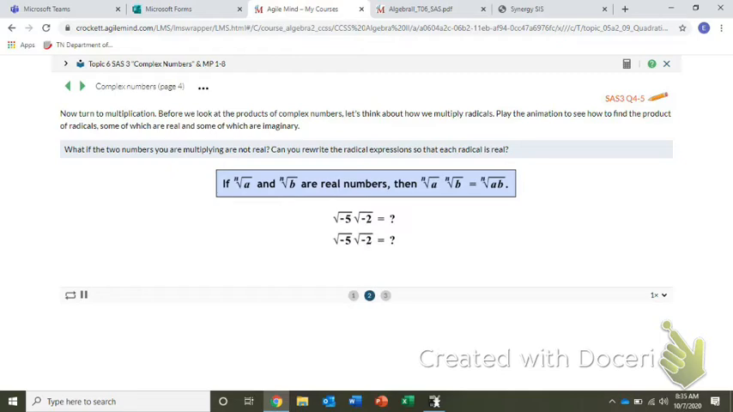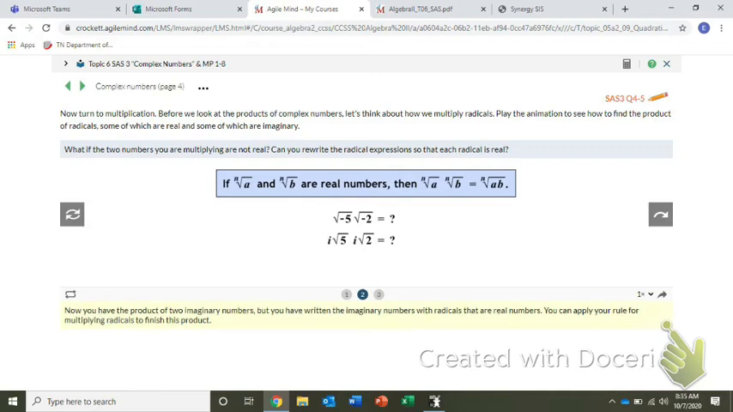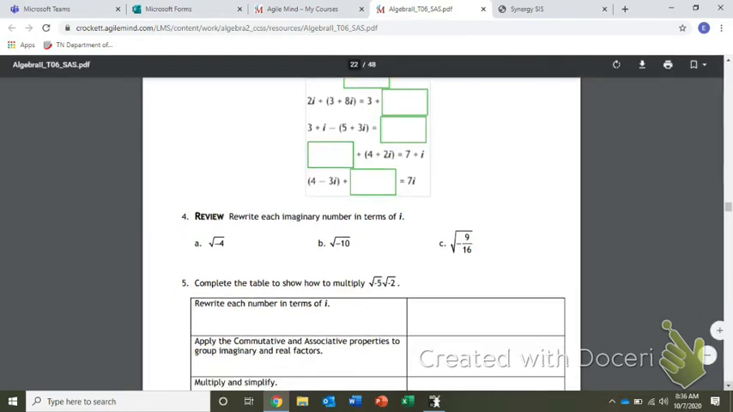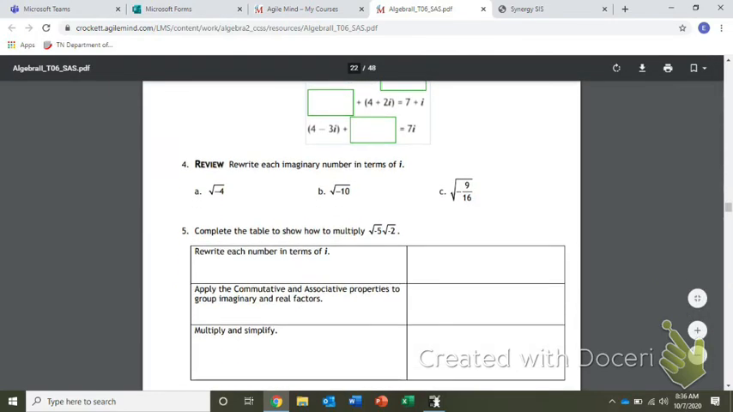Hold on. I don't know what this is doing. Oh, yeah. All right, let me go to this one. I can do it on here. All right, rewrite each term in terms of i.